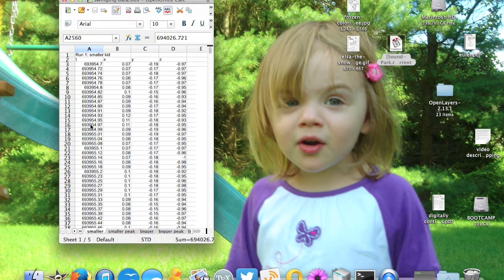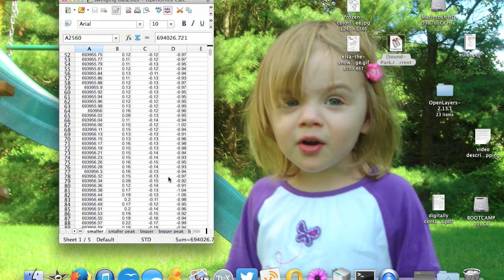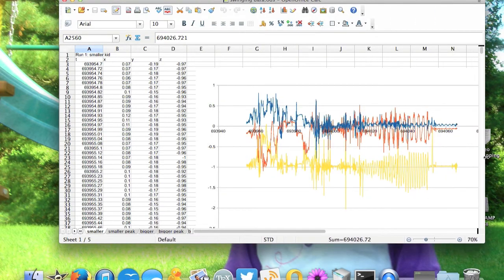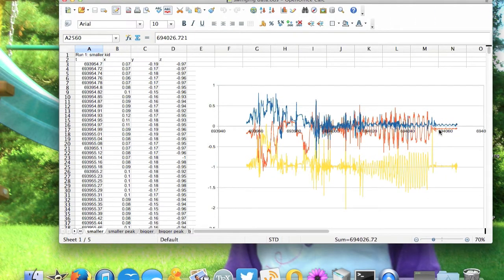Here's what this looks like when you import this data into the computer. What you see here are a bunch of times, and then these are the 3 acceleration readings at that instant that we're reading on the accelerometer. You can see the one in the x, the y, and the z direction. I decided to graph these. There is the graph of these data points.